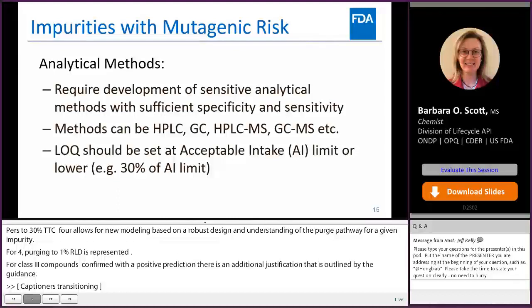Full validation of release methods are required for Option 1 control. In cases where other options are chosen or spike purge studies are performed, due to the sensitivity of the requirements, it's recommended that the method description, system suitability, specificity, linearity and range, accuracy, precision, and LOD/LOQ be provided. This is for ease of agency review.